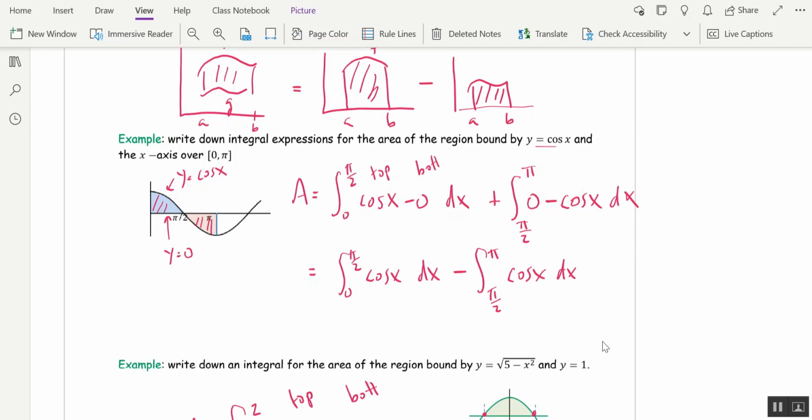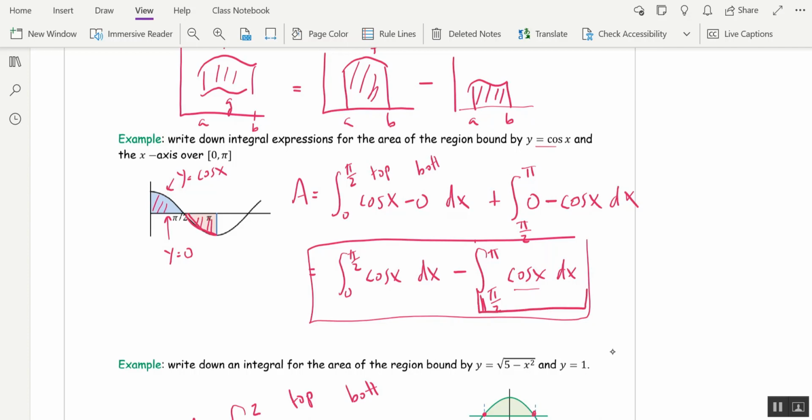And I just want to point out that this number will be a positive number. And the reason is cos x lies completely below the x-axis from pi over 2 to pi. So this second integral will be a negative number. But this negative here will cancel that out. So you'll have a negative, negative, and that's how you'll get a positive area. Okay, and that is the end of this section.